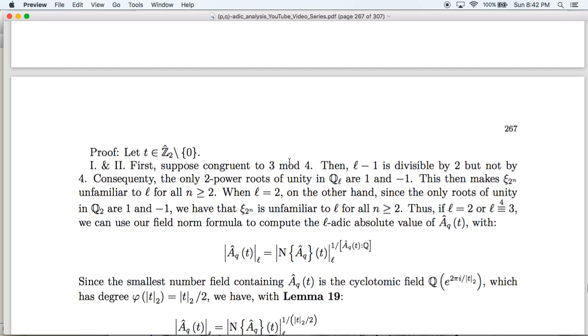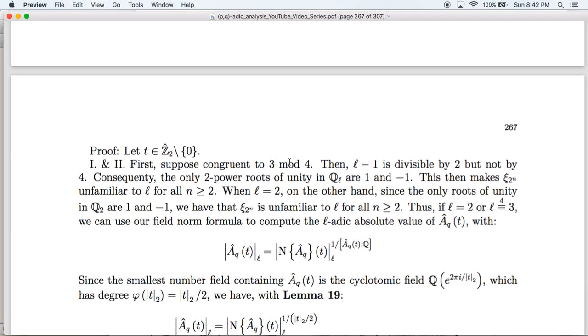So the proof. Let t be non-zero, and for the first part, let's just suppose L is congruent to 3 mod 4. Then L minus 1 is divisible by 2, but not by 4. And so, as I said, the only 2-power roots of unity in Q_L are 1 and -1. This makes C_{2^n} unfamiliar to L for all n greater than or equal to 2. When L is equal to 2, on the other hand, Q_2 only contains 1 and -1 as its roots of unity. Those are the only roots of unity in the field. And then C_{2^n} will be unfamiliar to L for all n greater than or equal to 2.